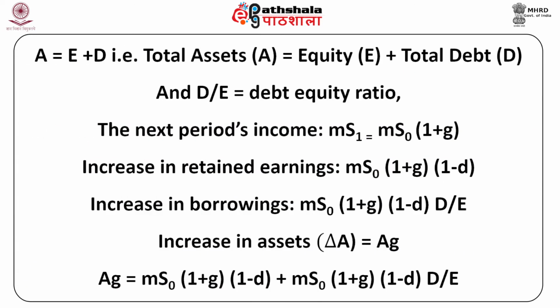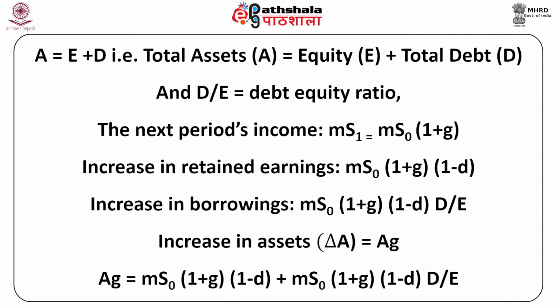Now, if A is equal to E plus D, that is, total assets given by A is equal to equity given by E plus total debt given by D, and D by E is equal to the debt equity ratio, the next period's income M into S1 is equal to M into S0 (1 plus G). Increase in retained earnings is M S0 (1 plus G) (1 minus D). Increase in borrowings, that is M S0 into (1 plus G) into (1 minus D) into capital D divided by capital E. Increase in assets, that is delta A, is equal to AG.